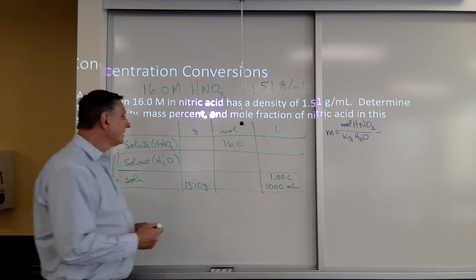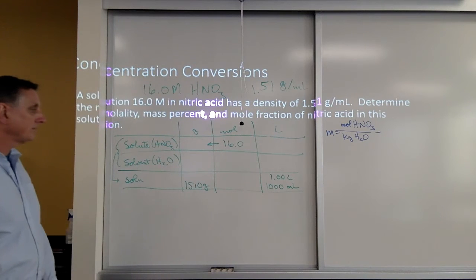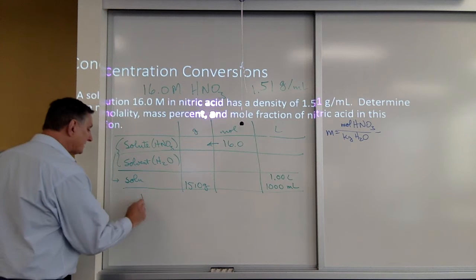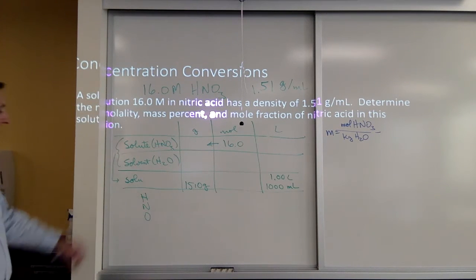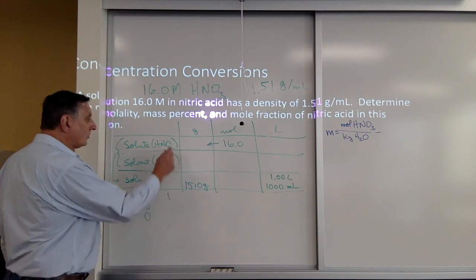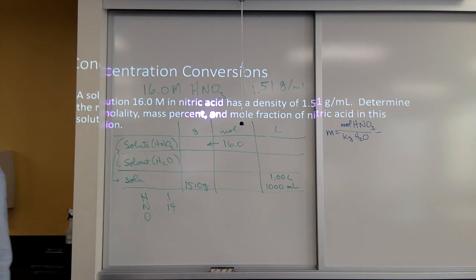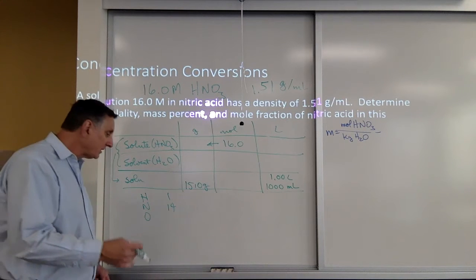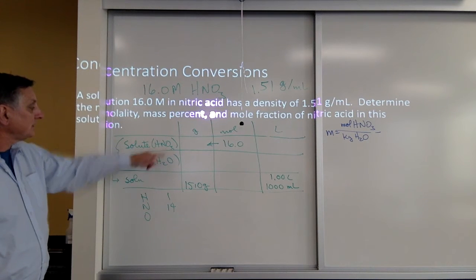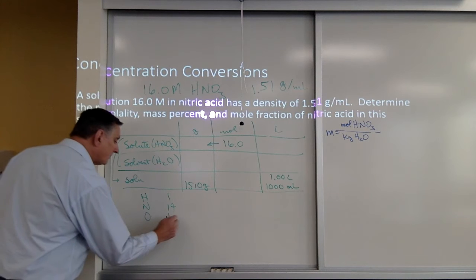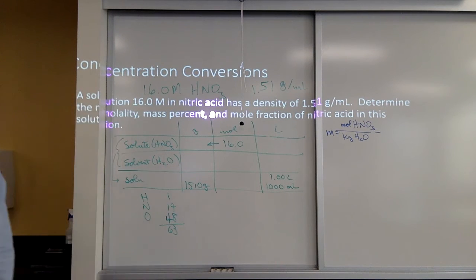All right. HNO3. Well, we need to find the molar mass. H, N, and O. 1 hydrogen, atomic mass of 1. 1 nitrogen, atomic mass of 14. You've all got the periodic table memorized, right? Perfect, lovely. And each oxygen is 16. 16 times 3 is 48. So I add these together, and I get 63.